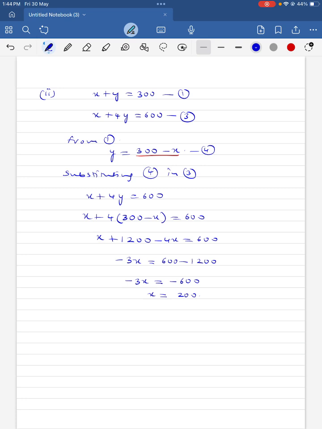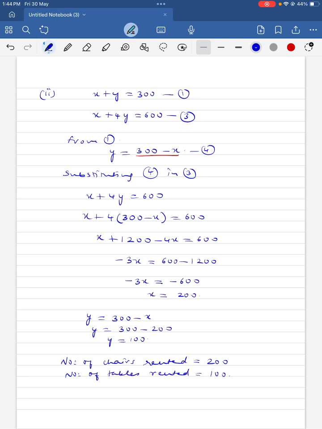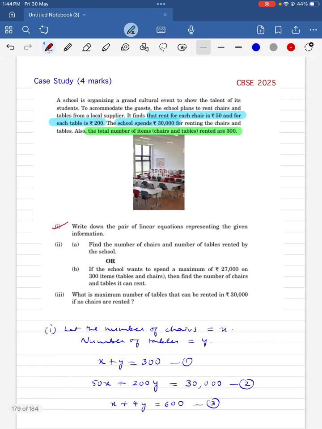Now let me substitute this value x equal to 200 back in equation 4. So y is 300 minus x. Y is equal to 300 minus 200, which gives me the value of y is 100. So the number of chairs rented is equal to 200, and the number of tables rented is equal to 100. Okay, so we've answered the second part to the question as well. Second question, A part we've completed.